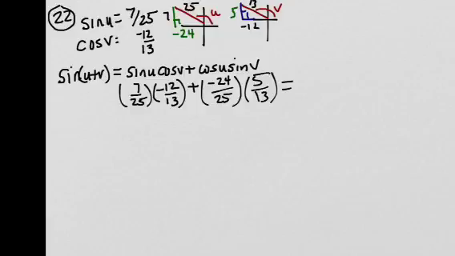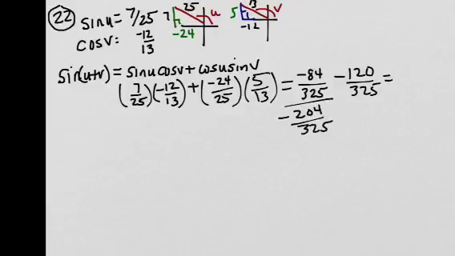Okay, and so just simplify the expression. What you have right now, 7/25 times negative 12/13. That's going to give you, and I have my calculator, but I also have the answer here, negative 84 over 325. And then negative 24 times 5 is going to give you minus 120 over 325. Combine those, and your final answer is negative 204 over 325. That's the answer for that one.